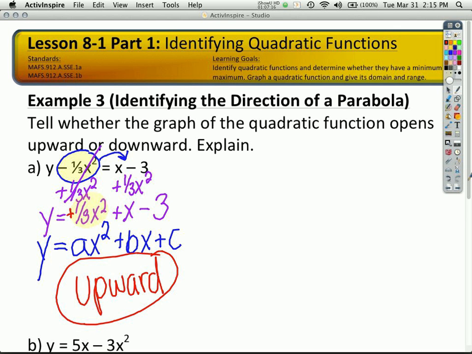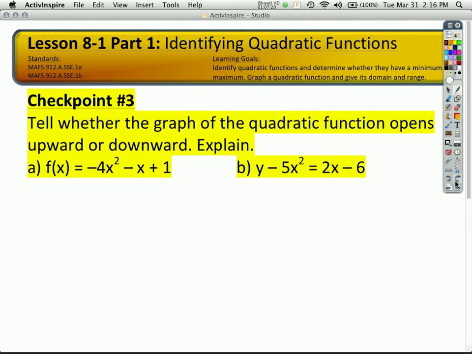I did have another example, but I'm going to forego it. And I did have a couple of checkpoints, but I'm going to forego those because I have another activity that I need to do before you guys leave today. So we're going to wrap up today's lesson. You guys did a really good job.